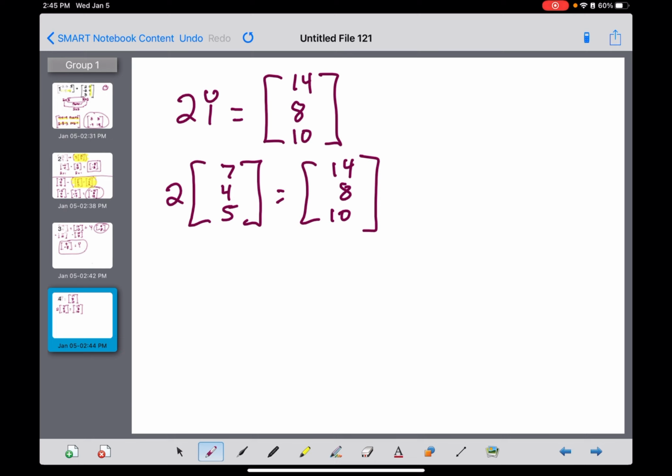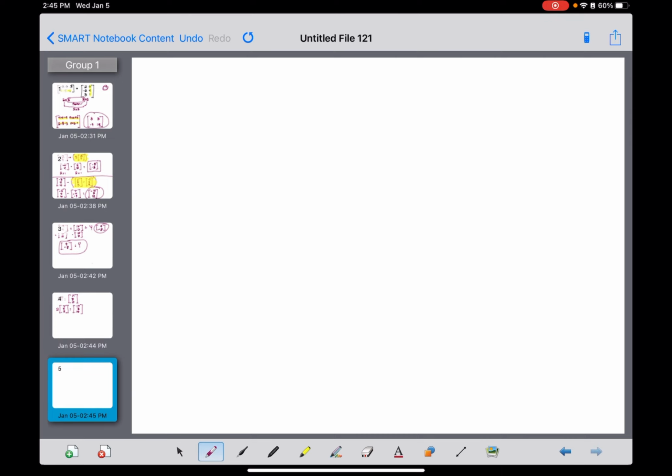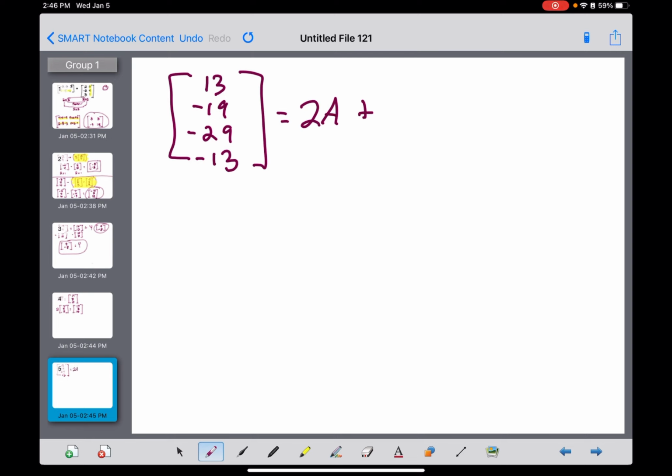Okay. Last one. And then I'll give you your assignment for today. Let's go with the matrix 13, negative 19, negative 29, and negative 13. I ran out of space. That's going to equal 2 times some matrix plus negative 5, negative 5, negative 9, and negative 5. So now we've kind of got multiple things going on to solve this matrix. We'll do it together.